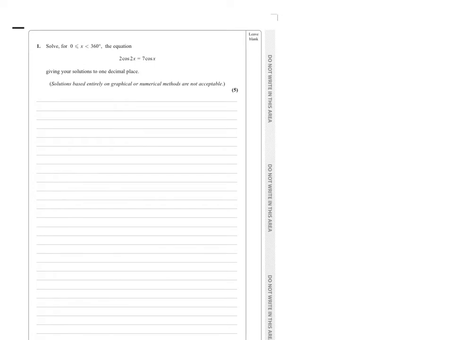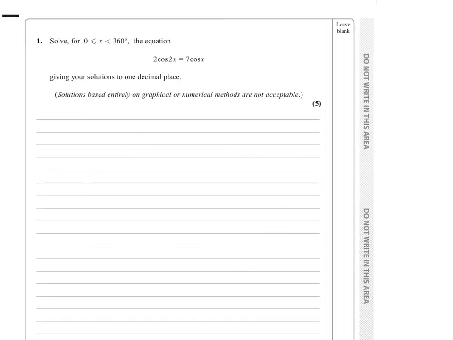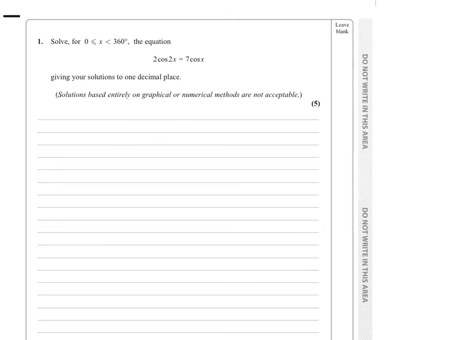Solve for 0 is less than or equal to x is less than 360 degrees, the equation 2 cos 2x equals 7 cos x, giving your solutions to one decimal place. The first thing you should be thinking is double angle formula. You've got cos of 2x. Now, I don't know the double angle formula off by heart. You know why? Because I don't need to.